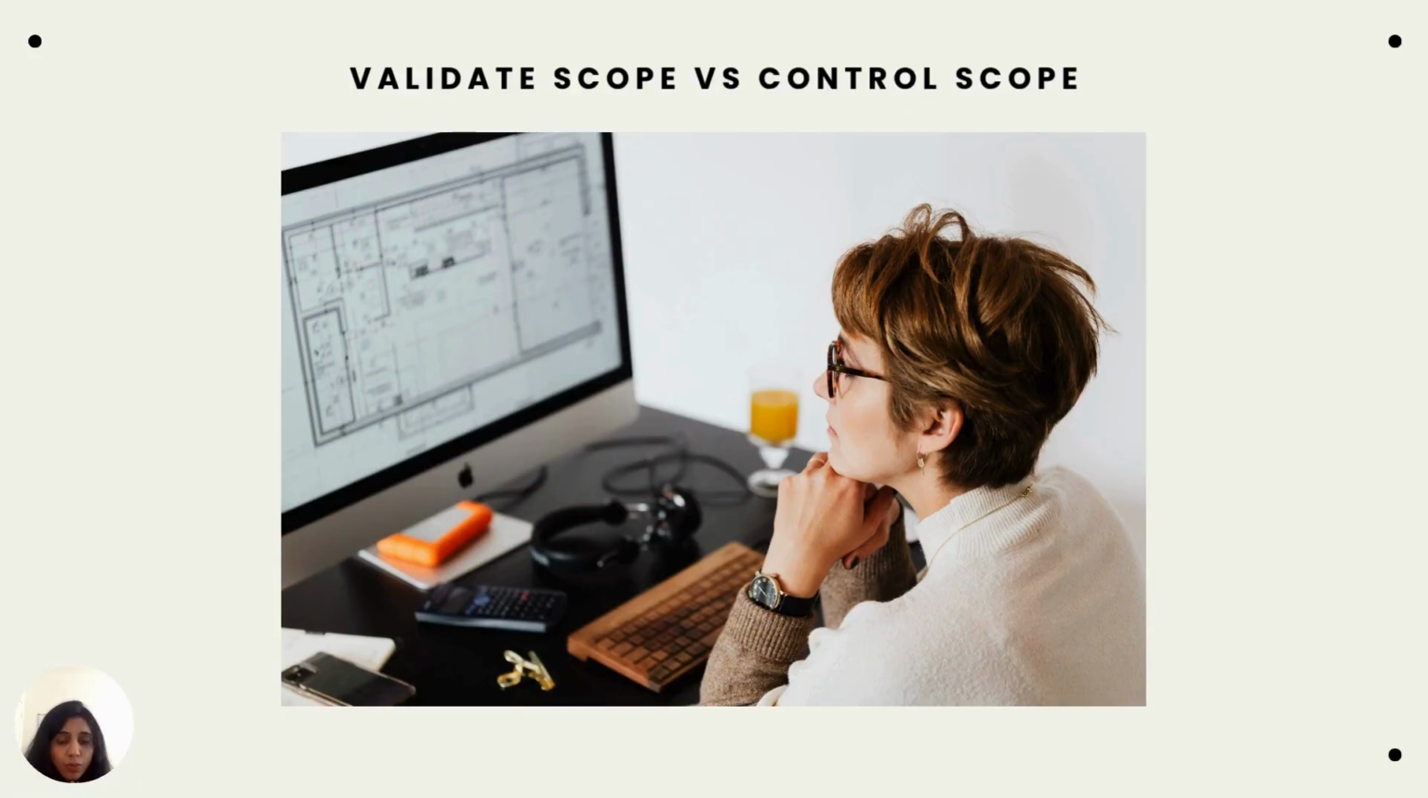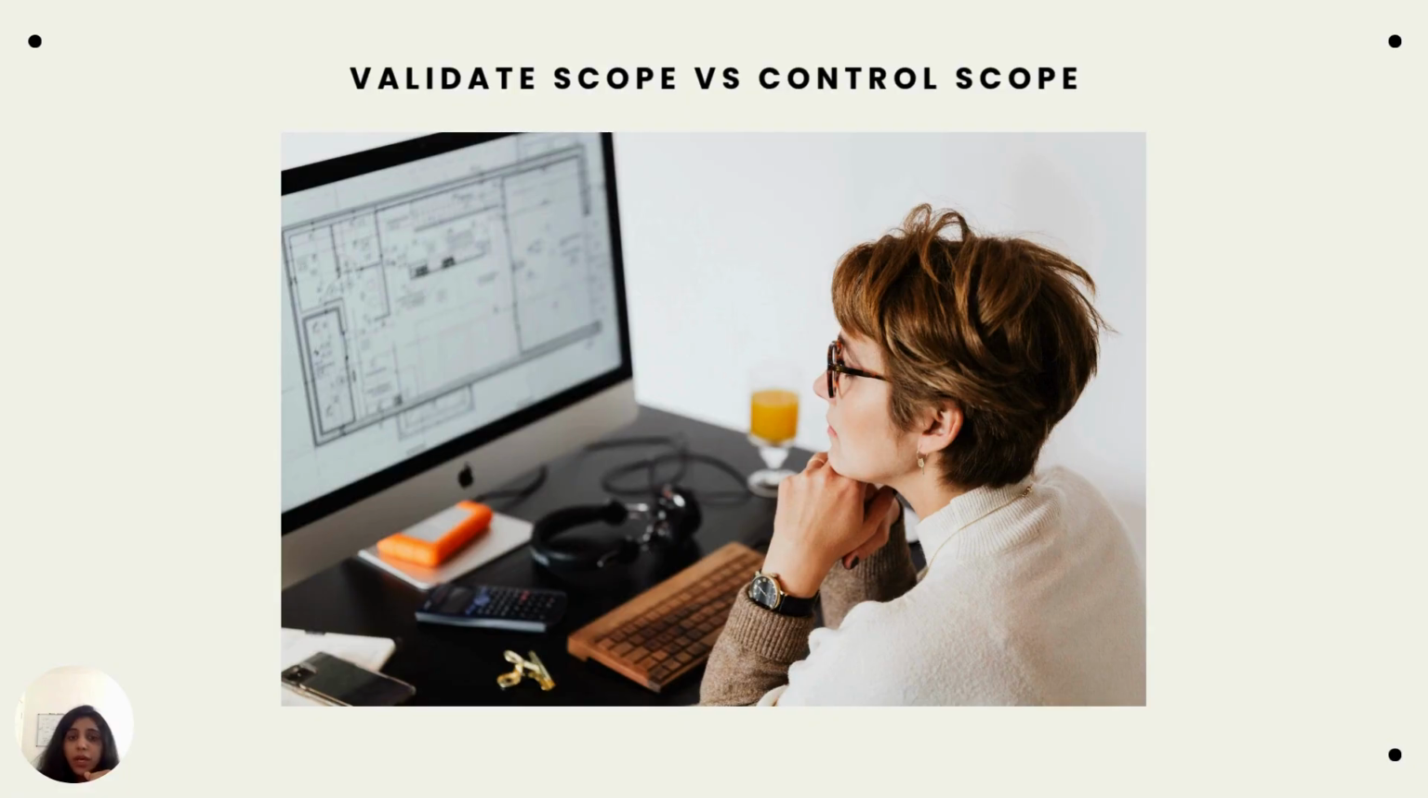So, validating the scope, what does it mean? And what's the purpose of validating the scope? The purpose of validating the scope is to get the formal acceptance of the completed deliverable by the customer. While controlling the scope is to manage the changes to the scope baseline via the integrated change control process. If you don't know what is integrated change control process, go check out my video on integrated change control process. Although it's a short video, you'll get to learn everything about integrated change control you need to know.